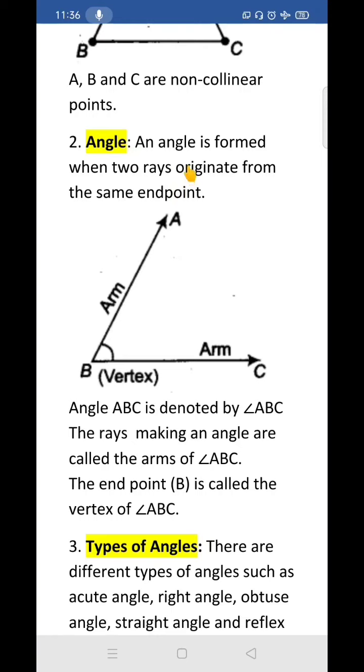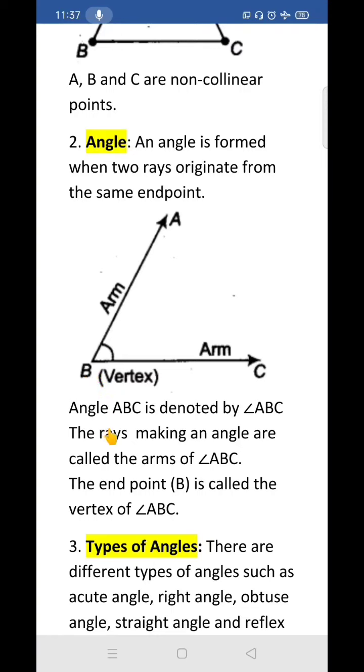So here the angle definition they have given is: an angle is formed when two rays originate from the same end point. Here you can see the same end point B is there and two rays originate, ray BA and ray BC. Here you can see this is a fixed starting point. So two rays originate from the same end point, that is B.